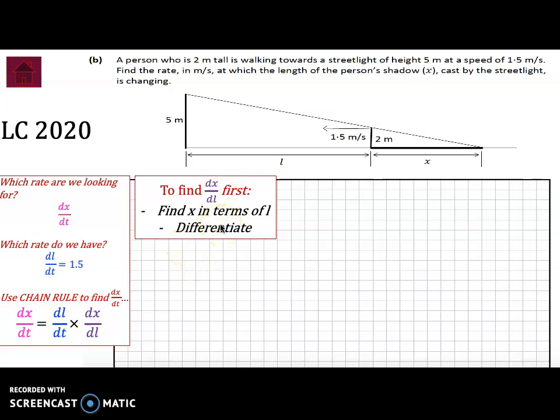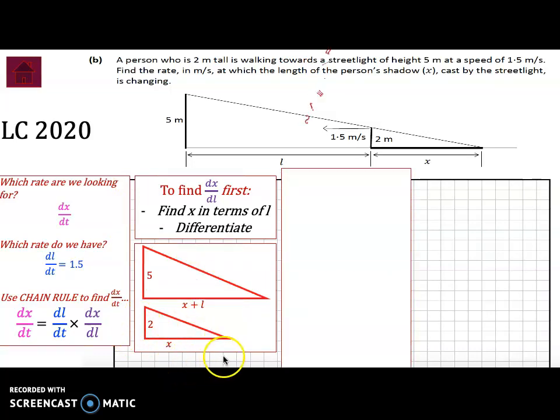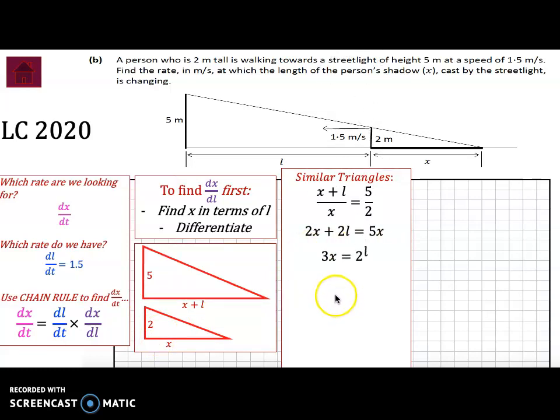The big trick here, and this is the one that will separate the good students from the really strong students, is that it's similar triangles that we're going to use here. These two triangles, the big entire triangle and the small triangle, are similar triangles, and we can use our rule of similar triangles to get an equation with x and L in it. So (x + L)/x is equal to 5/2. We can now rearrange this, get rid of the fractions, so that x is on its own. Now we have an equation of x in terms of L, and if we differentiate that, we're left with dx/dL is 2/3, and that's what we were looking for all along.